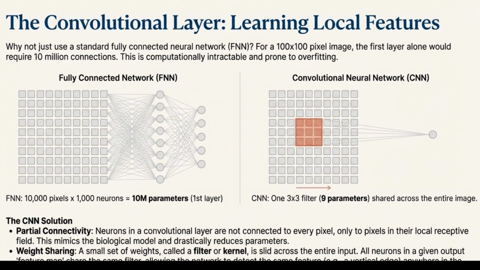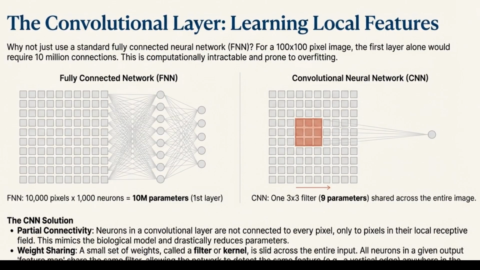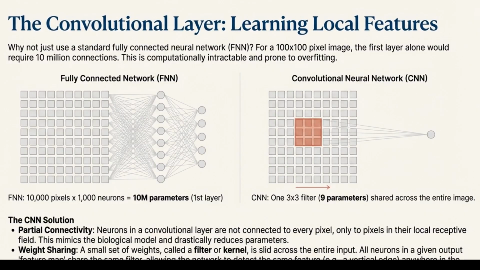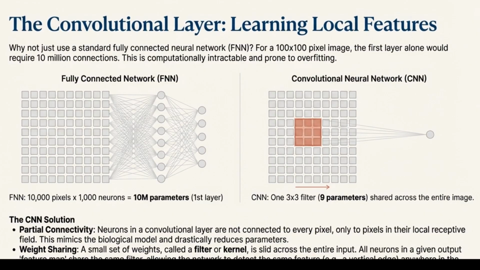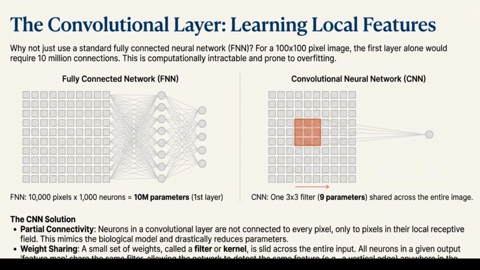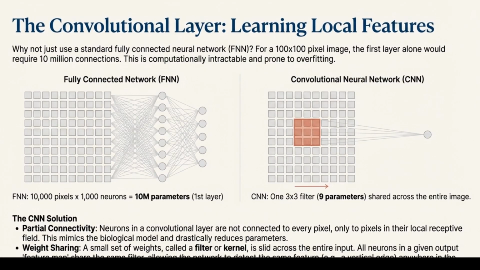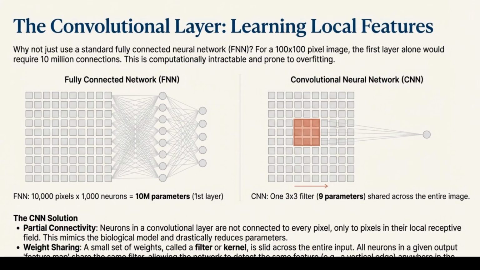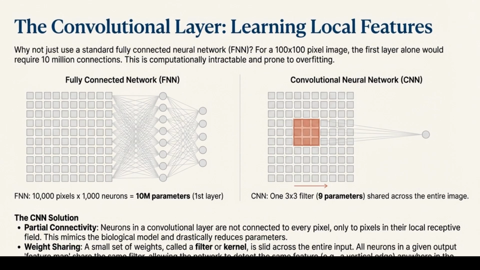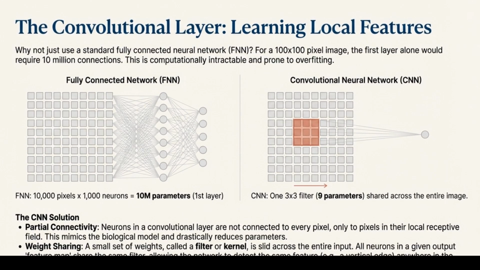Instead of learning unique weights for every neuron, a small set of weights, called a filter or kernel, typically 3x3 or 5x5, is slid or convolved across the entire input image. This single filter, containing just a few parameters, 9 parameters for a 3x3 filter, is shared by all neurons in a given output feature map.